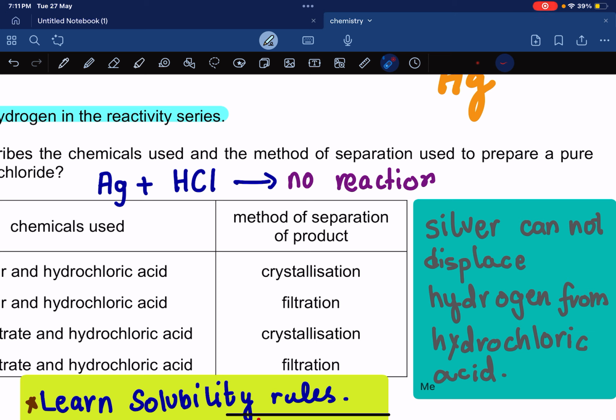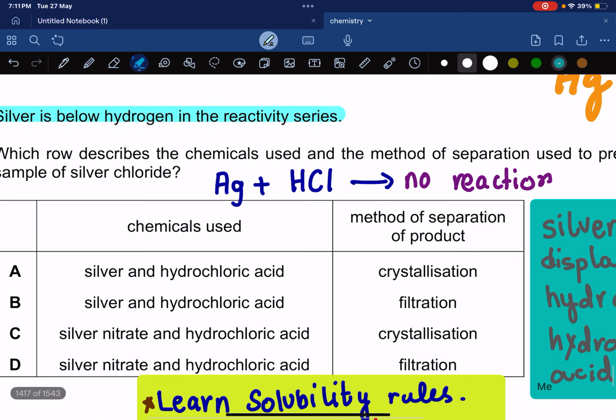Because what happens if it was zinc? So what would zinc do? Because zinc is more reactive than hydrogen, zinc would take the place of hydrogen. Instead of hydrogen, you'll form zinc over here, and it's going to form zinc chloride. But over here, because silver is less reactive, it cannot displace this hydrogen. Hence, this reaction is not going to take place.